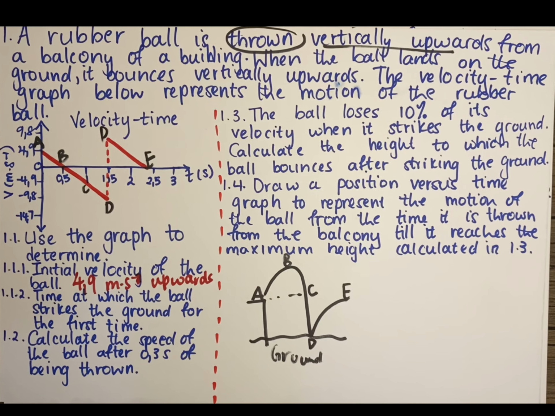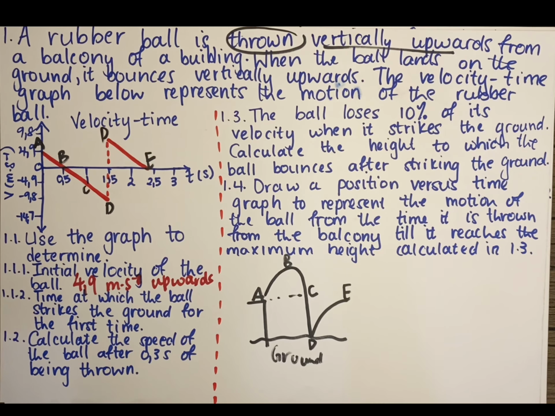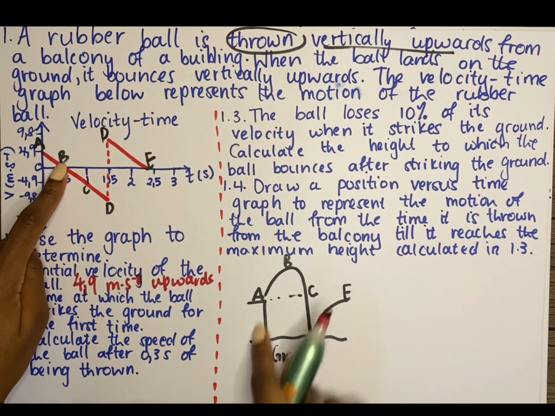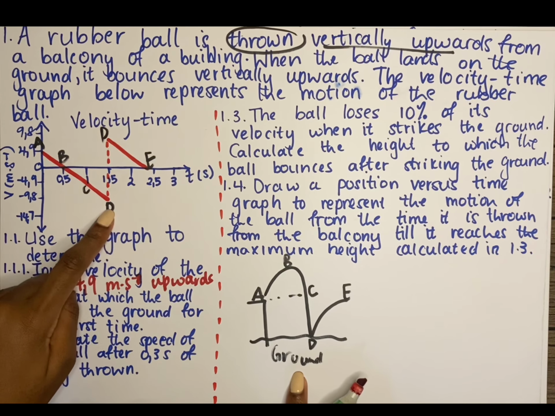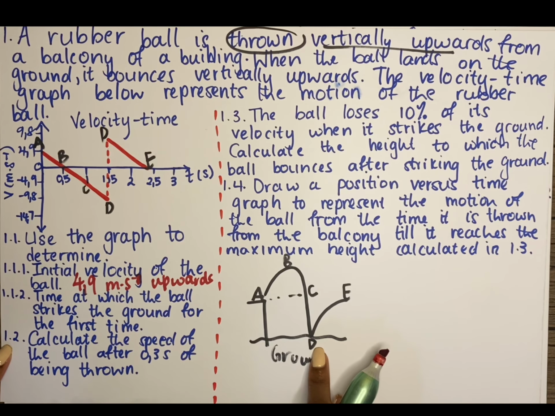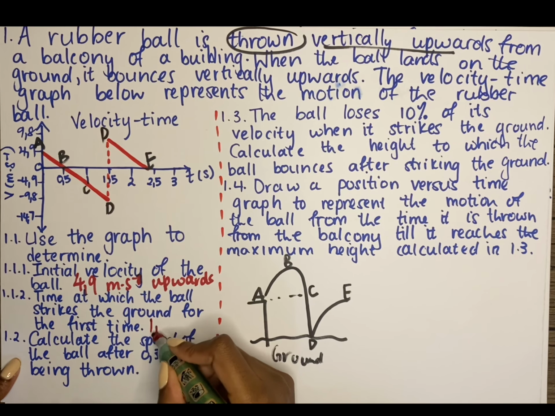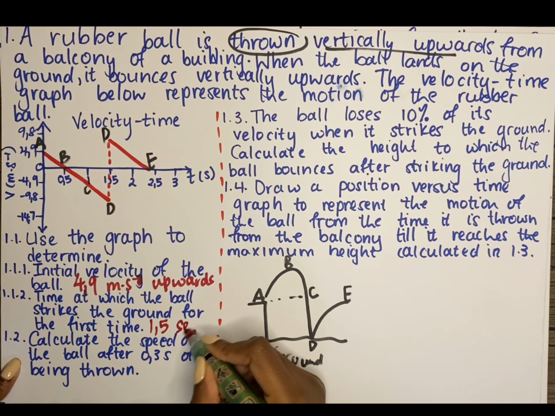right? And then they say use the graph to determine the time at which the ball strikes the ground for the first time. We already interpreted the scenario, and the ball is going to strike the ground at D, right? So the time there is going to be 1.5 seconds.